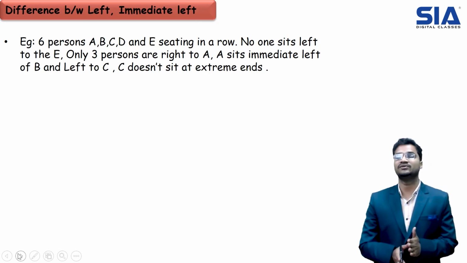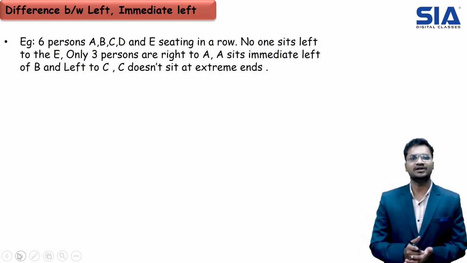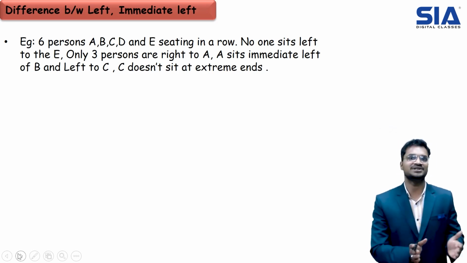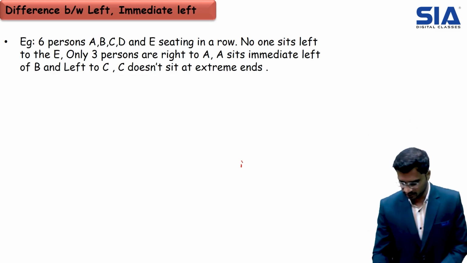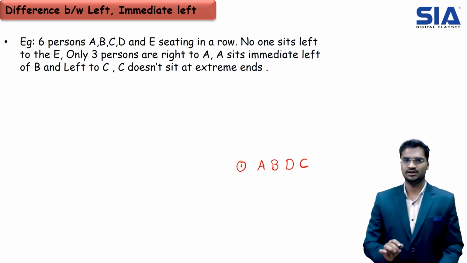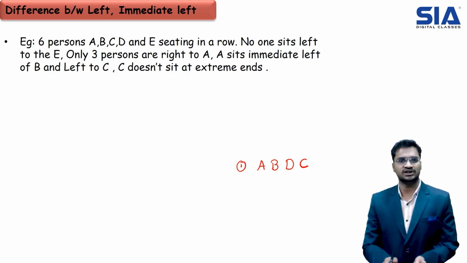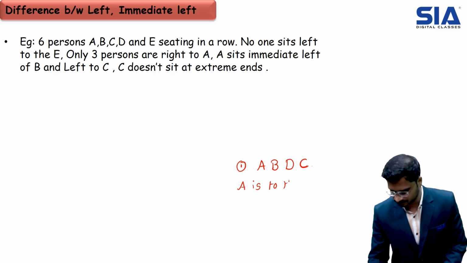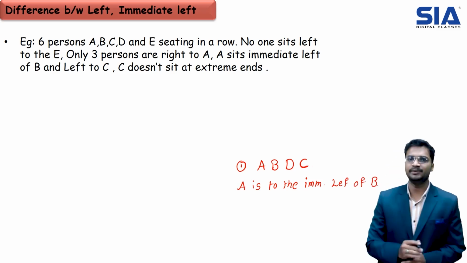What is the difference between left and immediate left? Left represents that he is sitting to the left, and immediate left represents that he is exactly beside him. Let us see an example. First, suppose there are persons like A, B, D and C. In this first arrangement, I can say that A is sitting to the immediate left of B. He is sitting immediate left of whom? B.